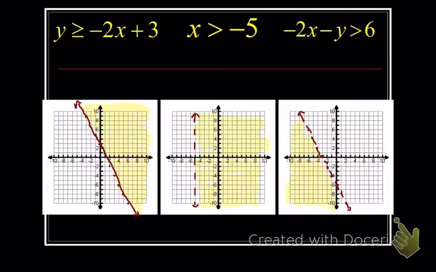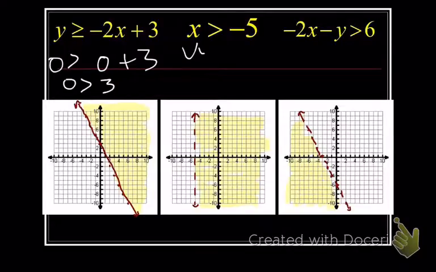Okay, this is what it should look like. All right, first one's going to have a solid line because it's equal to. Okay, and if we were to plug in 0, 0, 0 is not greater than 3, so that's why we're shading away from 0, 0. Second one, dotted line because it's not equal to. X is the only variable you see. So if you remember Vux and Hoy, Vux means we're going to draw a vertical line at -5. And again, if you plug in 0, 0, 0 is greater than -5, so we're going to shade towards 0, 0.